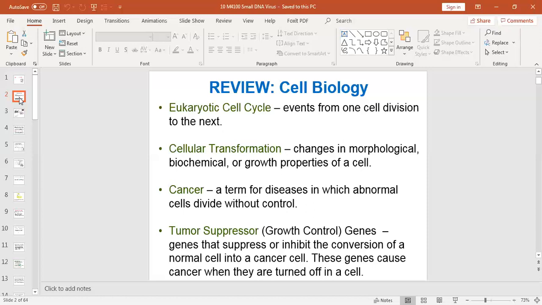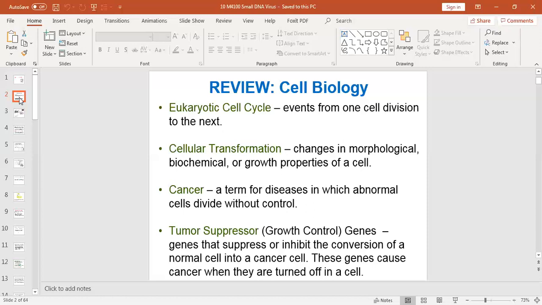However, one of the growth properties of cancer cells that has been lost is so-called loss of contact inhibition, meaning that even though they hit each other, they still pile on top of each other and form a tumor. And that's why cellular transformation or cancer is a disease that has abnormal cell division. There's no control over it, and it's usually characterized by the presence of a mass or a tumor.